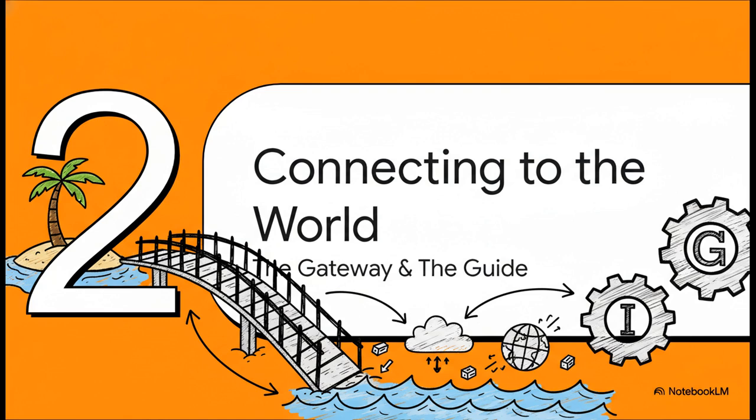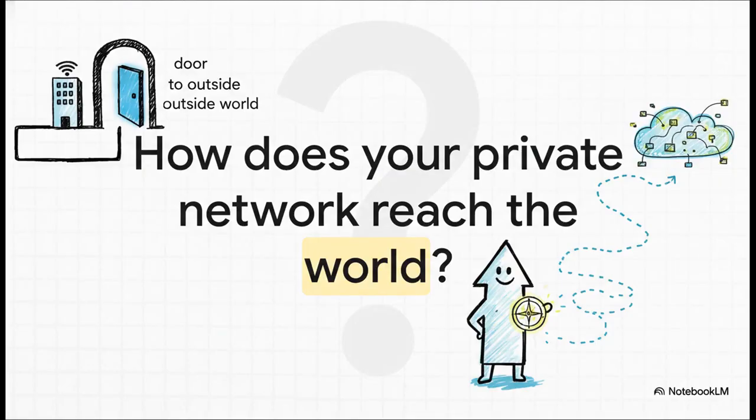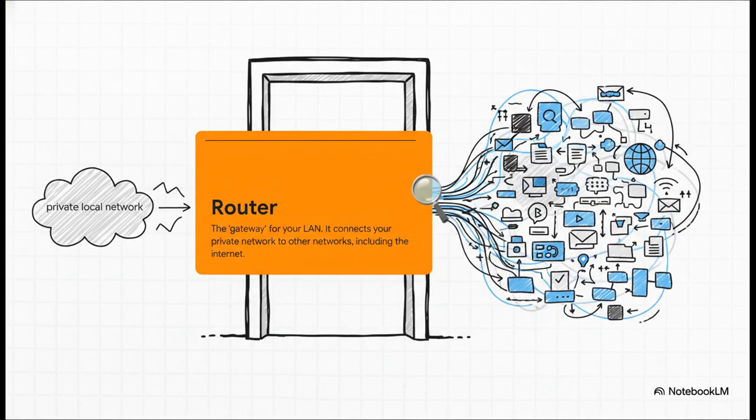And to do that, we need two really important pieces of gear. It really all boils down to this. How do we get off the island? Well, to do that, you need two things. You need a door to the outside world, and you need a guide who actually knows the way. That door, that's your router. Its entire job is to be the gateway. It stands right at the edge of your private, local network, and it manages all the traffic going in and out to all the other networks.